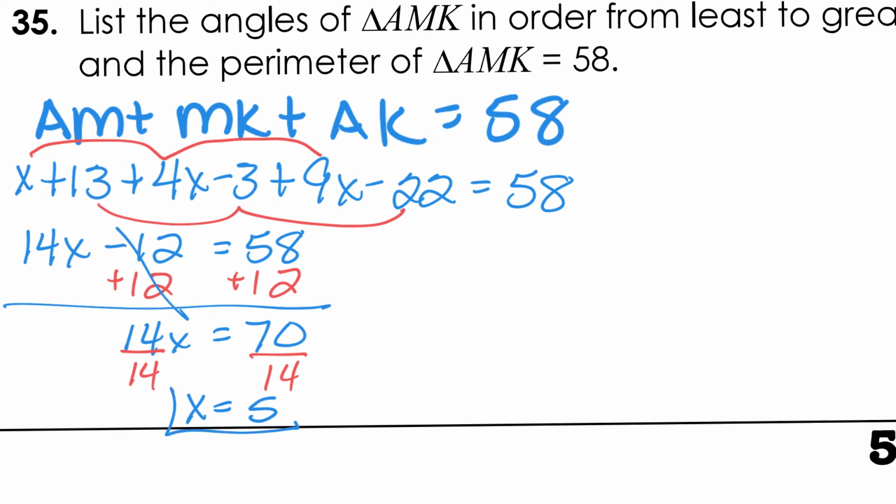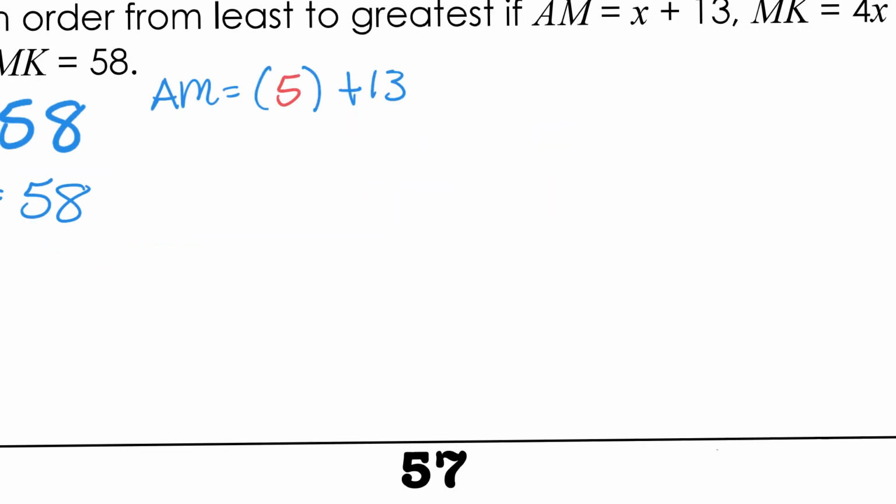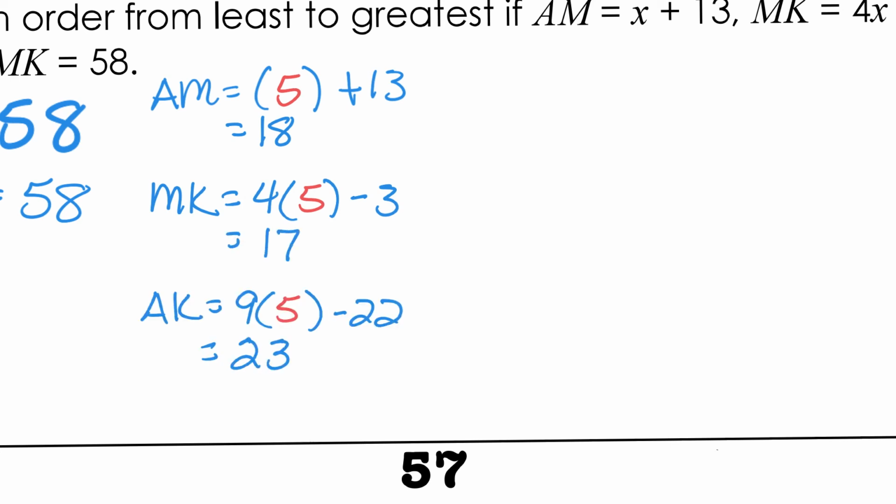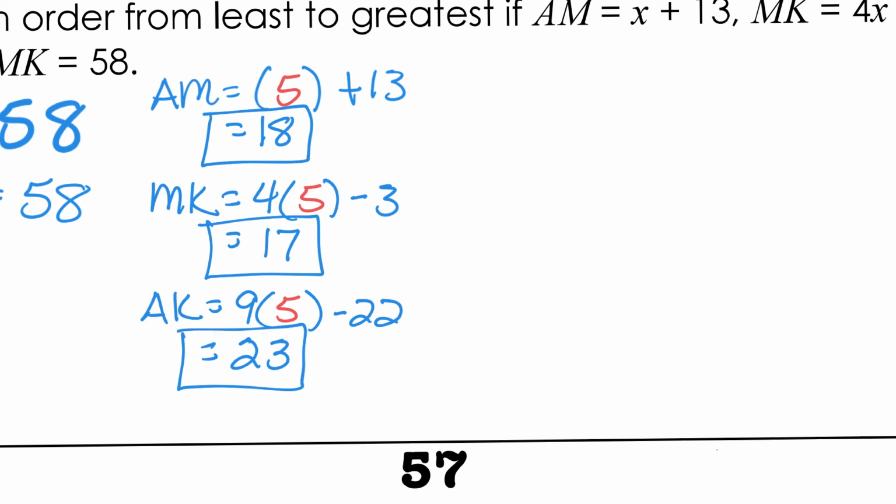All right, so we found our x value to be 5, so now let's figure out the value of each side. All right, so we figured out the side lengths of 18, 17, and 23. And if we were to add all of these together, the sides should equal 58. So now let's start drawing our triangles so that we can have our angles from least to greatest.